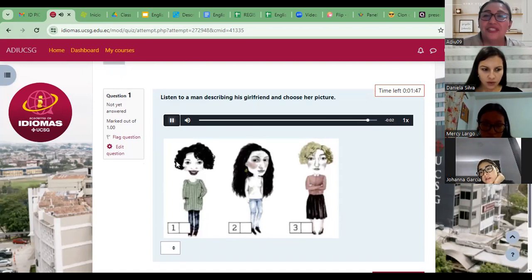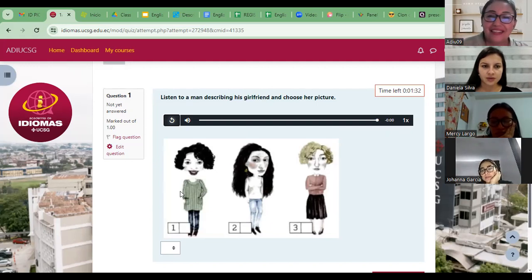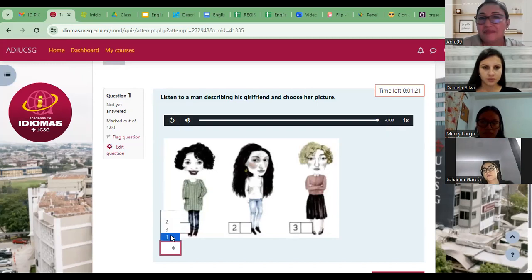Okay, so who is he talking about? Is it the first one? Number 1. How do you know it's the first one? Because he said short curly hair and dark, and a big smile. She's very friendly. He said, oh, she's got lots of friends. She's very nice and very talkative. So it's actually the first. So you only have to check number 1, and that's it.